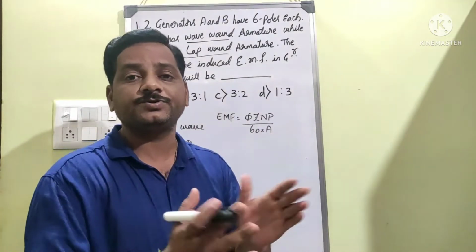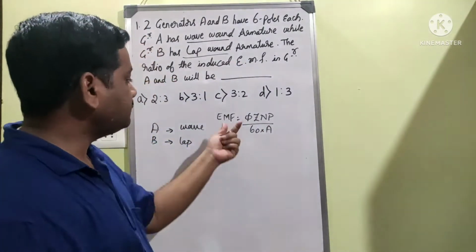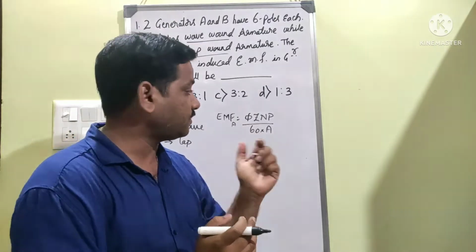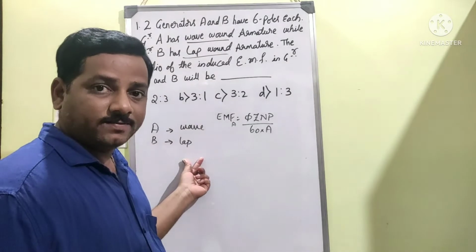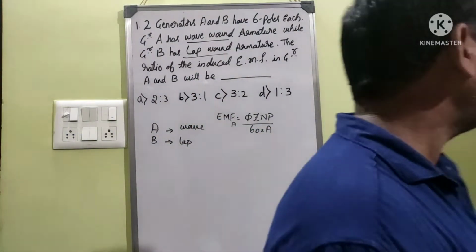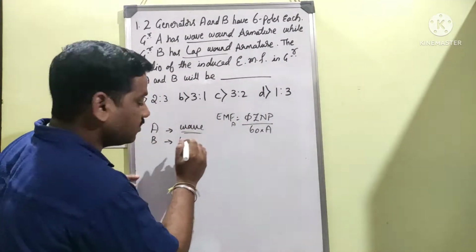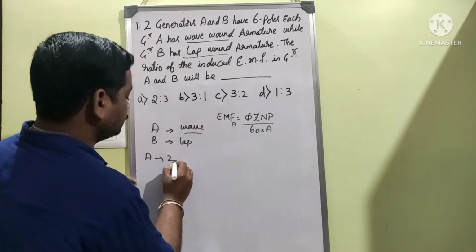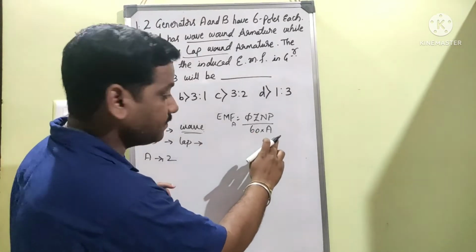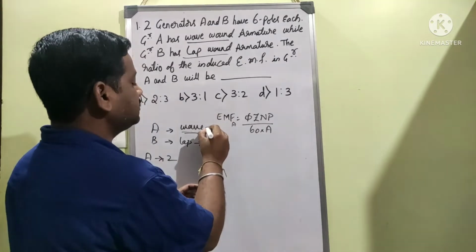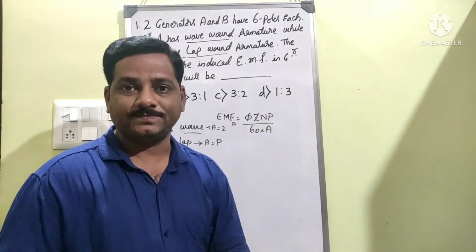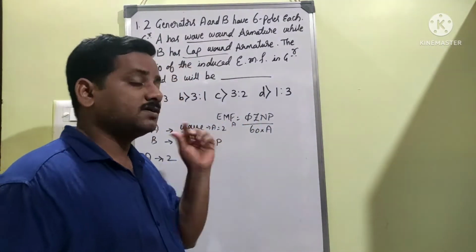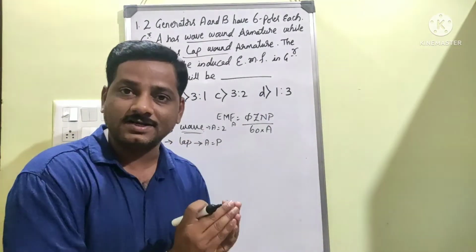Now the question is, you need to find the ratio of EMF induced in A and B generators. So if I name this as EMF induced in generator A, then phi ZNP by 60 A, there is a small change we need to identify. See, if it is a wave and lap winding, we have one condition with respect to the windings. If it is a wave winding, the parallel paths will always be 2. That parallel path will be denoted as A. Whereas in lap winding, the parallel paths will be equal to the number of poles. So this is the major condition you need to know to solve this kind of question. In a wave winding, whatever may be the number of poles, the parallel paths will be equal to 2. Whereas if it is a lap winding, the parallel paths are equal to the number of poles. That is the major point you need to concentrate on so that you can get the answer.